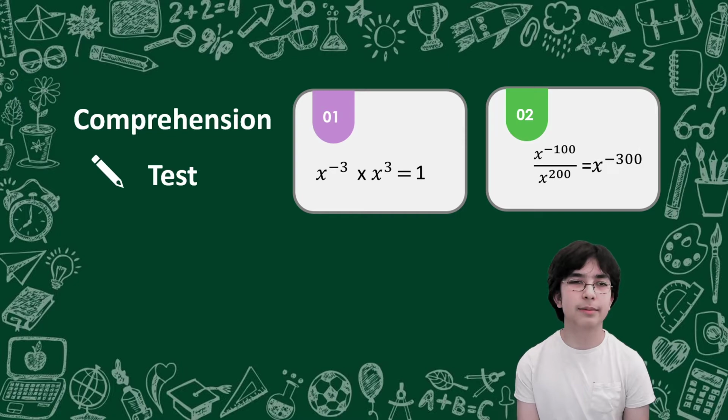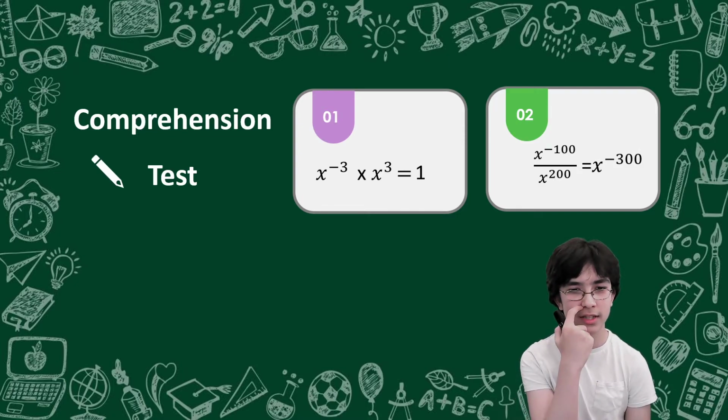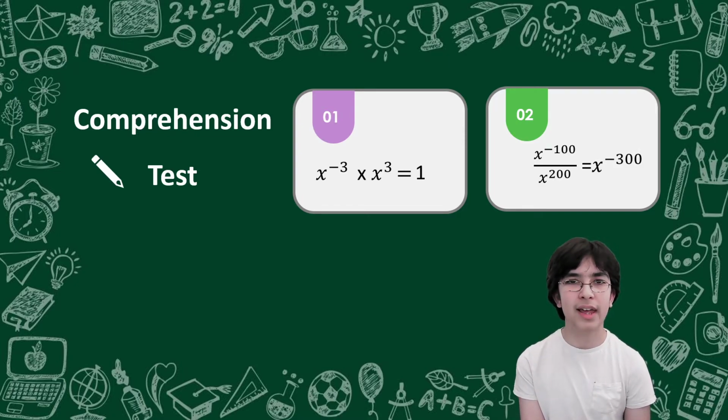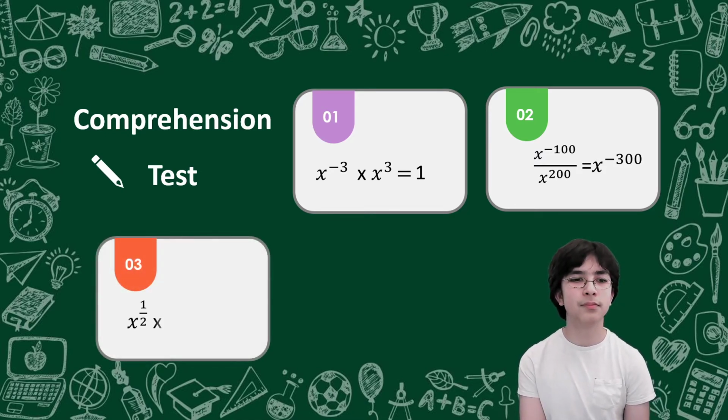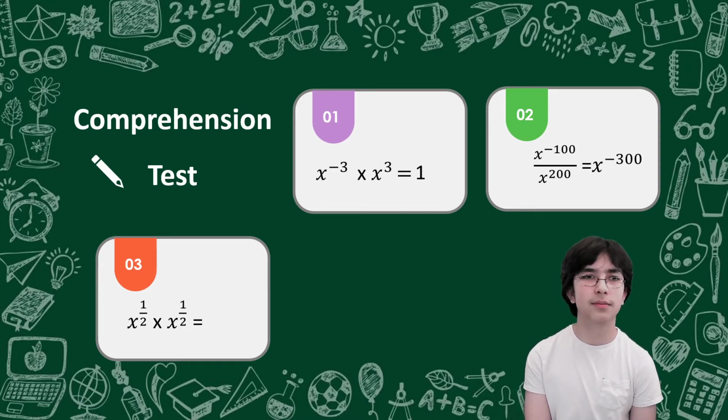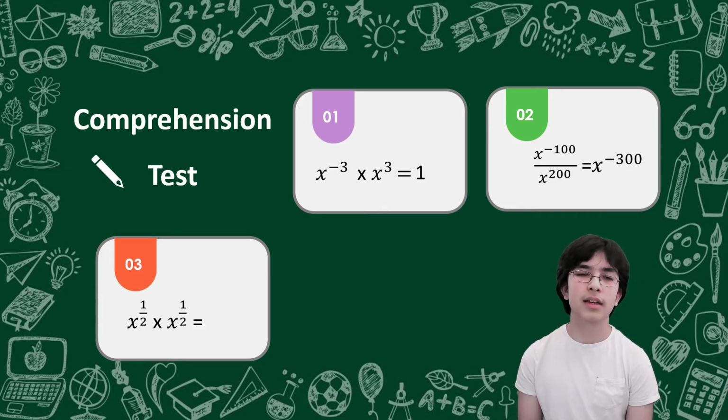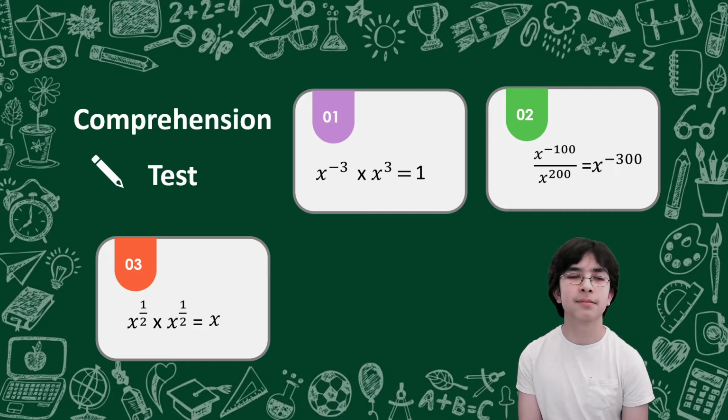It would be x to the power of minus 300, or 1 divided by x to the power of 300, however you choose to write it. Because when dividing indices, you subtract the numbers. Minus 100 minus 200 is minus 300. What would x to the power of 1/2 times x to the power of 1/2 be? It would be x to the power of 1, or x, because 1/2 and 1/2 is 1.